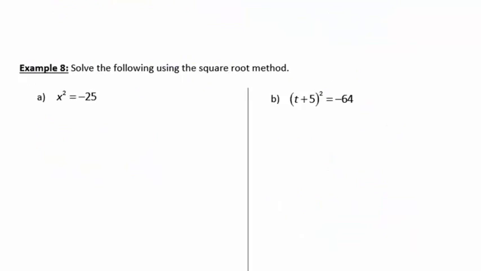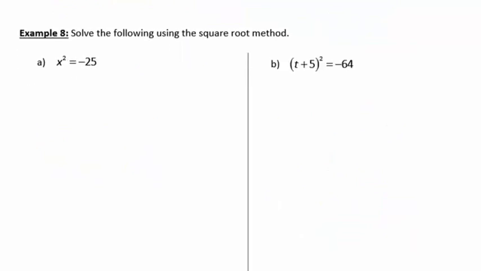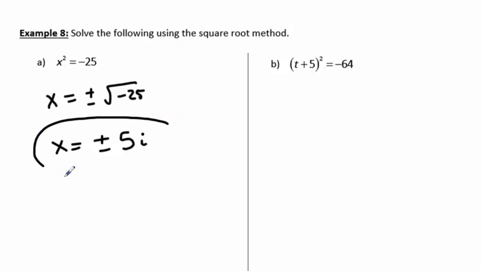Example 8. There's a few equations to solve here using the square root method. In the first one, x squared is equal to negative 25. So when you take the square root of both sides, you're going to get x equals plus and minus the square root of negative 25. So my answer is going to be positive and negative 5i, since there's a negative inside the square root.